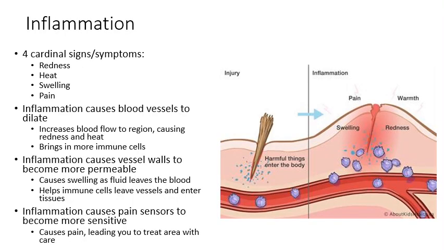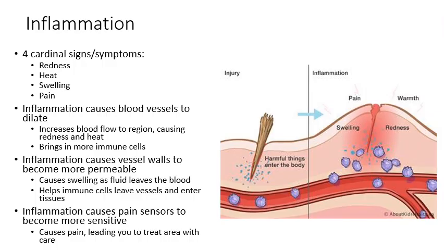There's 4 cardinal signs and symptoms of inflammation, which are redness, heat, swelling, and pain. So if you recognize those signs, then you know that a particular body area is inflamed. The redness and the heat come from increased blood flow in the area. Inflammation will always dilate blood vessels in the inflamed area, which allows more blood to enter it. And the blood carries immune cells. So having increased blood flow brings in more immune cells and helps with the immune response. But then the blood is also red and hot, so it also causes redness and heat.